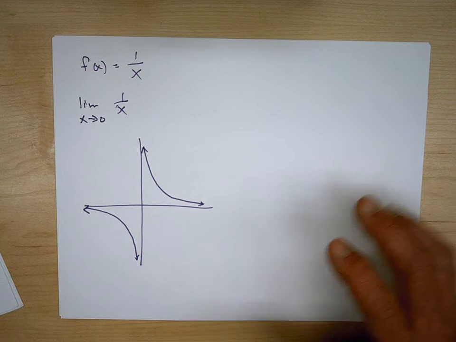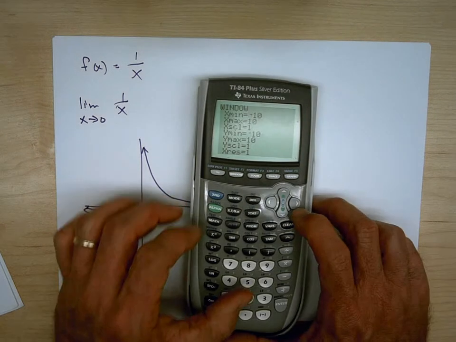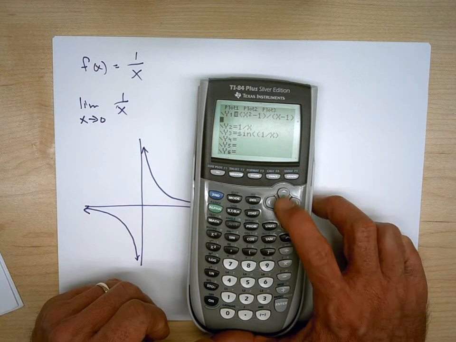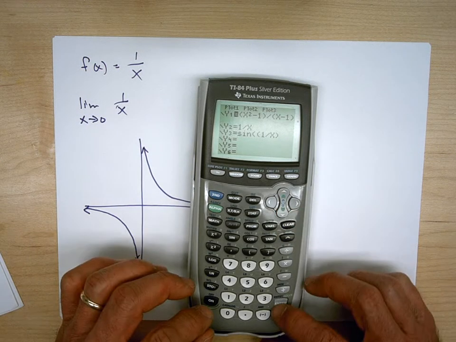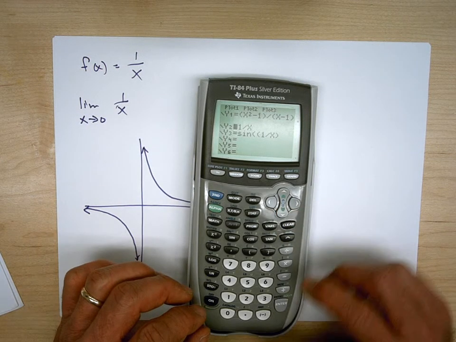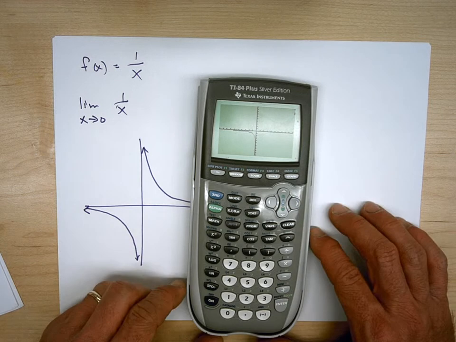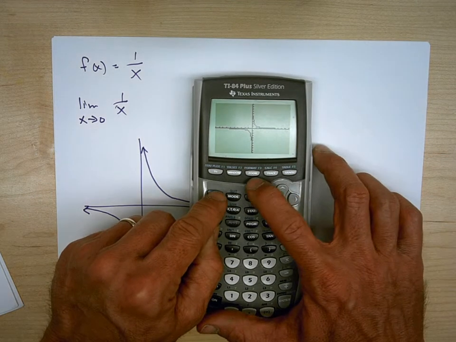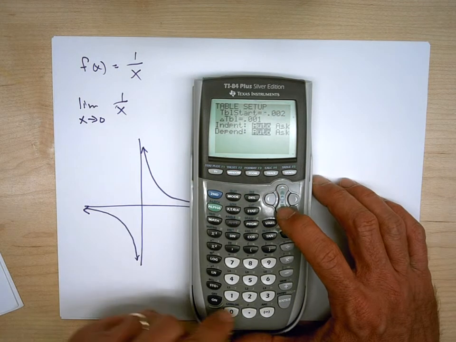We can look at this also in terms of a table, right? So there's the graph that I just drew, and let's look at the table. So if we go to, we want to be right at 0 on our table.